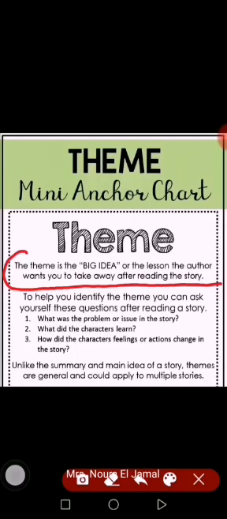So when I read any story, I have to ask myself some questions. What's the problem in this story? What did the characters learn from this story? Or what's the lesson that I learned from this story? And how the characters change in this story. When I ask myself these questions, I can understand what this story is talking about. I can understand the lesson that I take from the story.